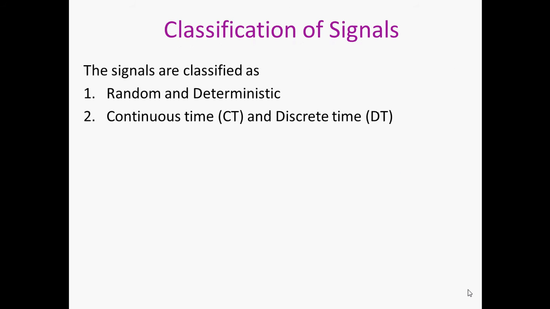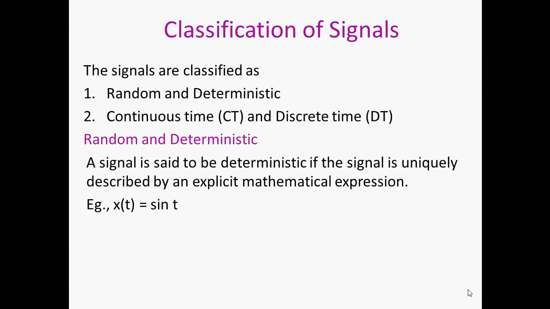Classifications of signals. The signals are classified based on the behavior and characteristic nature of the signals. They are random and deterministic, continuous time and discrete time signals. Random and deterministic signal: a signal is said to be deterministic if the signal is uniquely described by an explicit mathematical expression. That is, if we are able to determine what will be the output for a particular input, it is said to be deterministic.